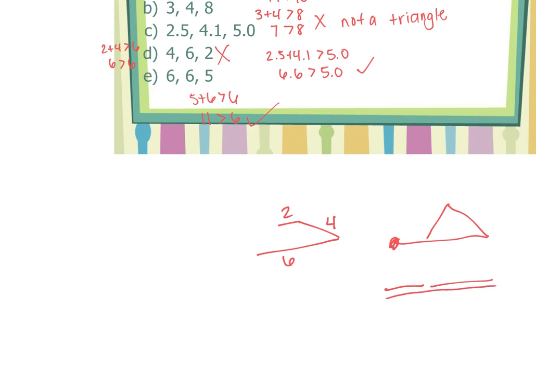So the two smallest sides need to be bigger than the third side. They can't be the same. If it was an equilateral and it was 4, 4, 4, you would still add, because the smallest and biggest is 4. So you would just pick two of the 4s, add them together, and it would have to be bigger than the third one.